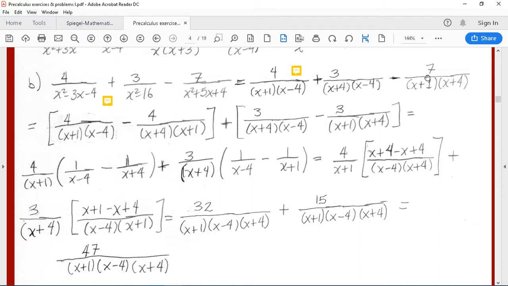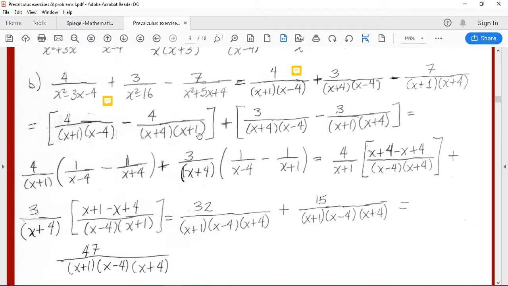And we have 3, which we group here, and we have 3x plus 4 times 3 over x plus 4 times x minus 4. We have minus 3 times x plus 4 over x plus 1 times x plus 4.